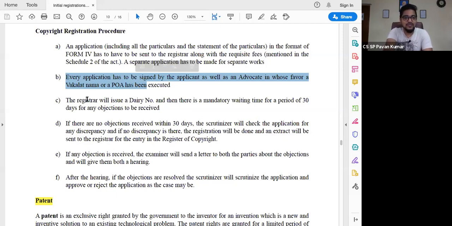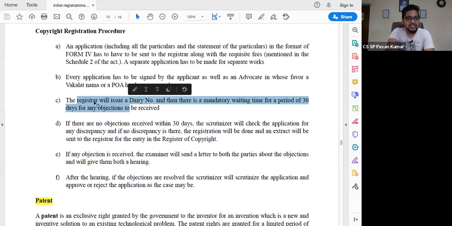The registration will be issued. The registrar will issue a diary number, and there is a mandatory waiting period.